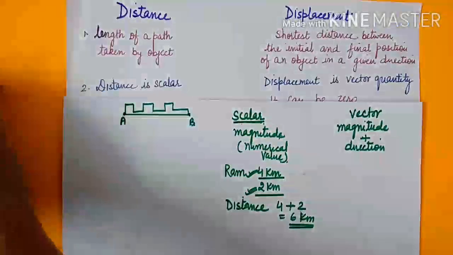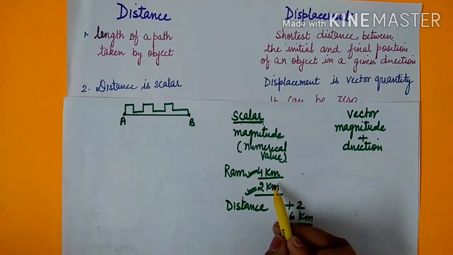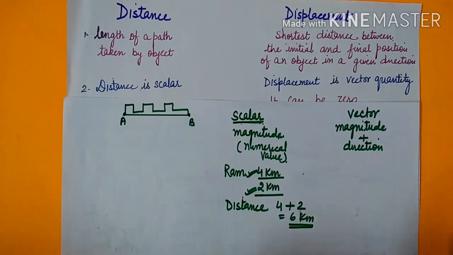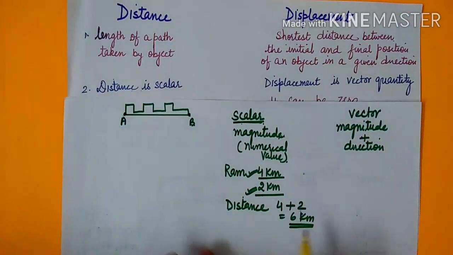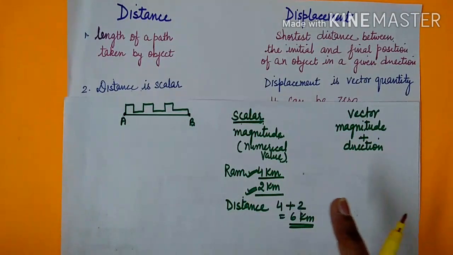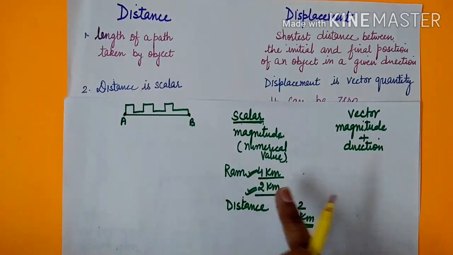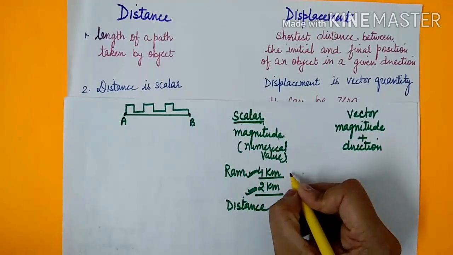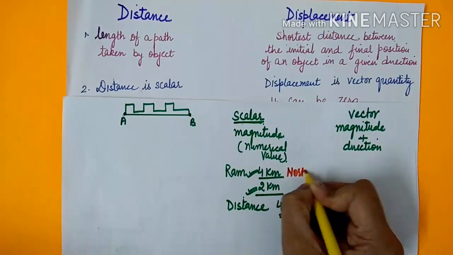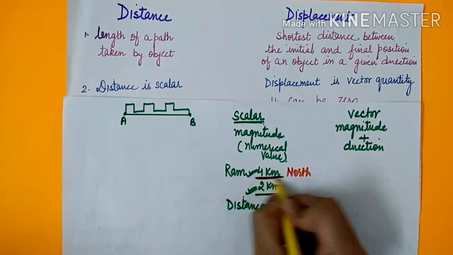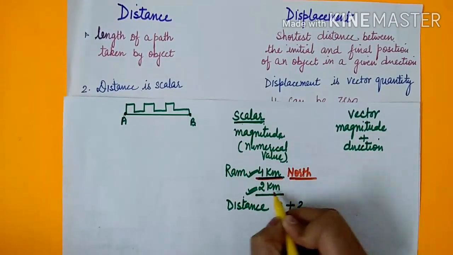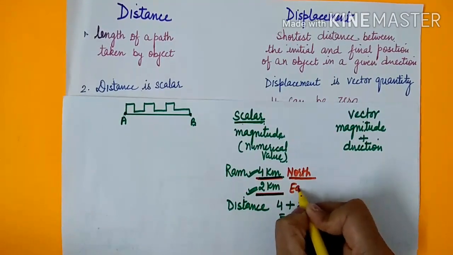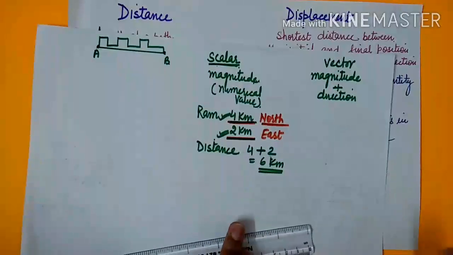Now, in terms of vector, can you calculate the displacement from this information? No, you can't calculate, because you have to draw the path taken by Ram, so that you can identify the initial and final position. If I add the direction along with this magnitude, 4 kilometer north, and 2 kilometer magnitude with east direction, now are you able to calculate?